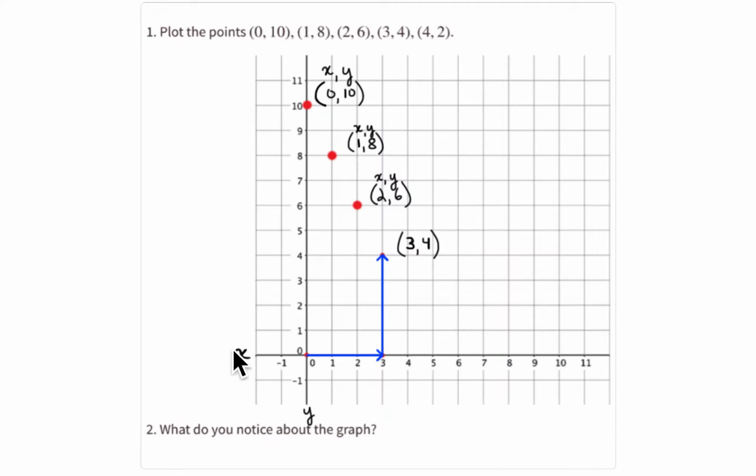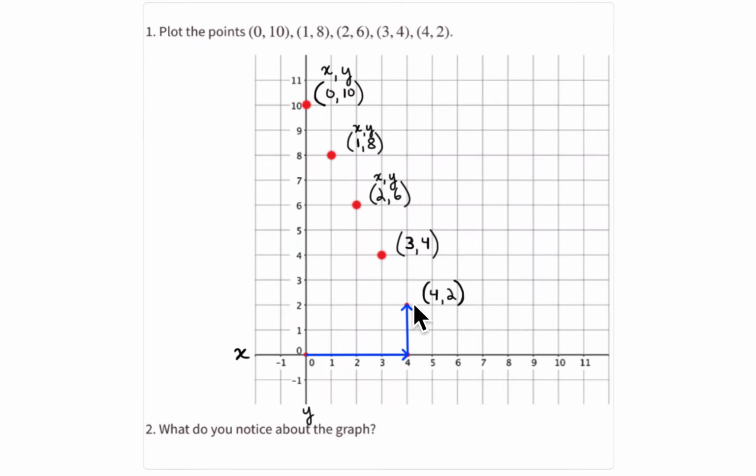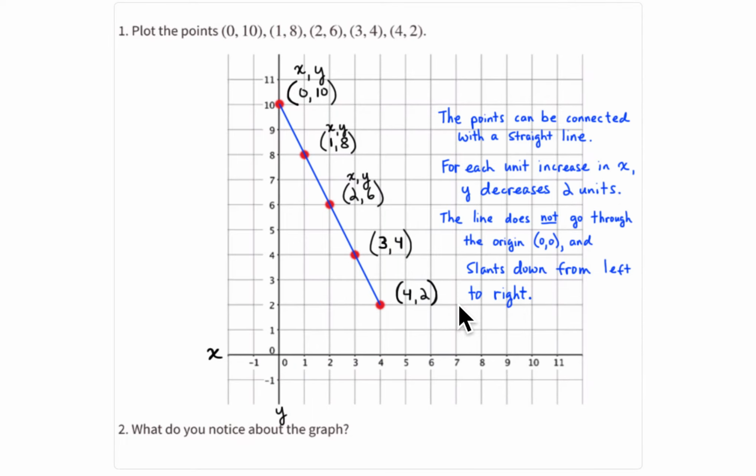So this whole thing is called a coordinate plane. This is the x-coordinate, this is the y-coordinate. So the x-coordinate in this case is 3, the y-coordinate is 4. And here I finally labeled the x-axis right here, and the y-axis right here. This is point 4, 2, so the x-coordinate is 4, the y-coordinate is 2. And what do you notice about these 5 points is that they all fall on a straight line. So the points can be connected with a straight line.